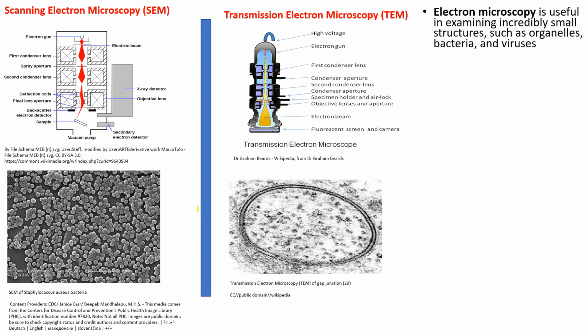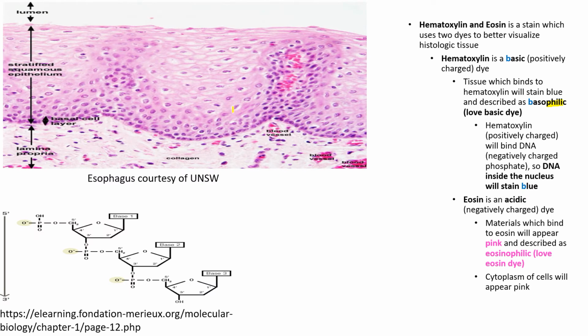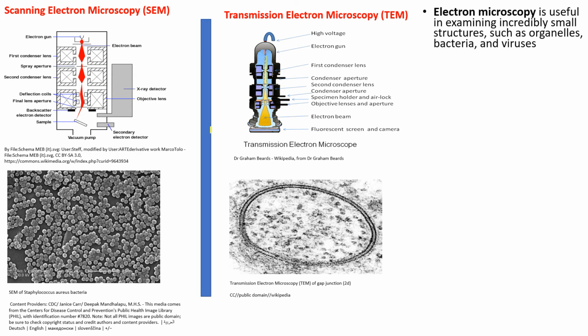Next, let's talk about electron microscopy. Electron microscopy is incredibly useful for examining incredibly small structures such as organelles, bacteria, and viruses. So going back, we can appreciate cytoplasm and nuclear material, but we can't really see things like the mitochondria or the cytoskeleton. And so that's where electron microscopy comes in handy.